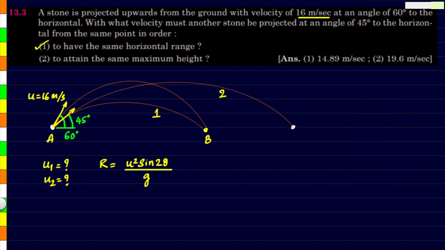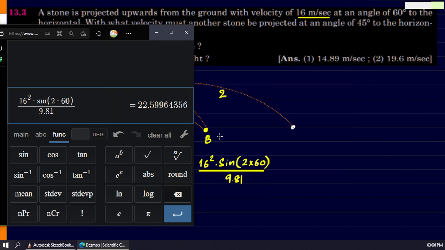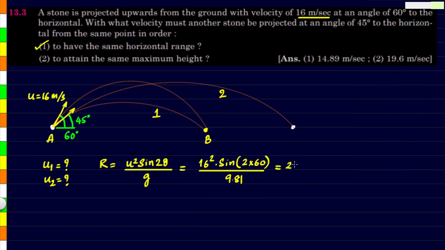We know the formula for the range of the object in this particular case, that's given by u square sine 2 theta by g. So let's first find the range in case of the first object, which is thrown with 16 meters per second. That's going to be 16 square times sine 2 times 60 degrees, divided by 9.81. When we do the calculation, we are getting 22.6, and of course it's in meters.